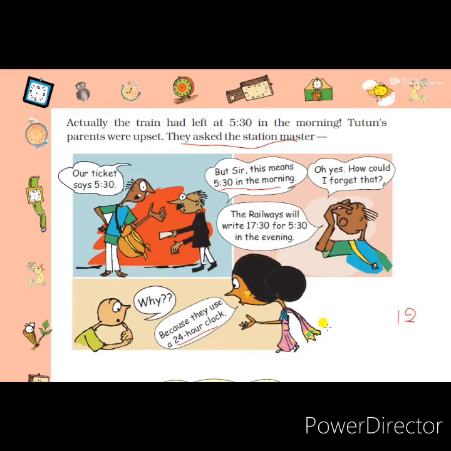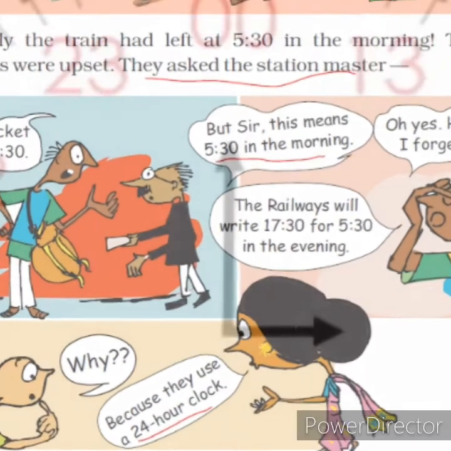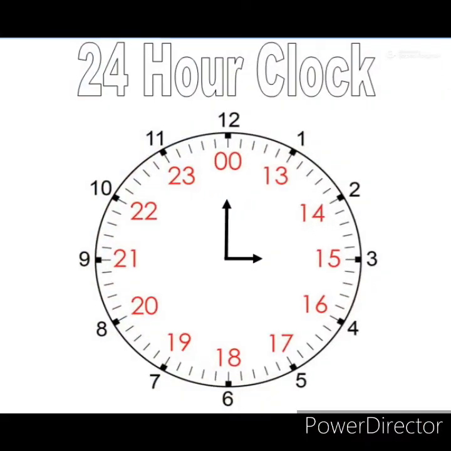That means 1 p.m. means 13 hour. 2 p.m. means 14 hour. 3 p.m. means 15 hour, and so on. To know more about it, I will show you a 24-hour clock on another page. Students, see, this is a 24-hour clock. The outside numbers show our 12-hour clock, and the inside red numbers show the 24-hour clock.